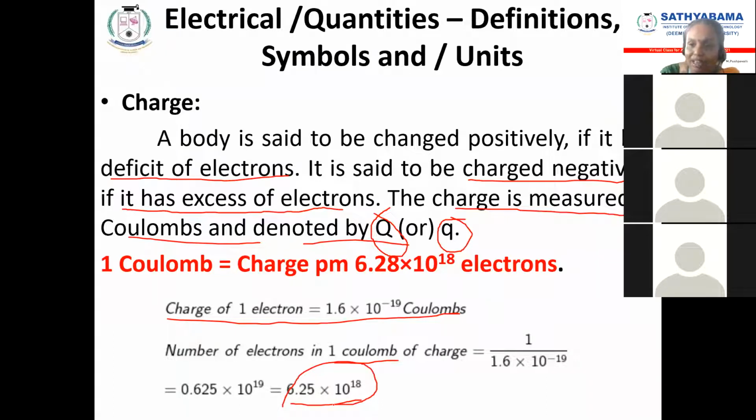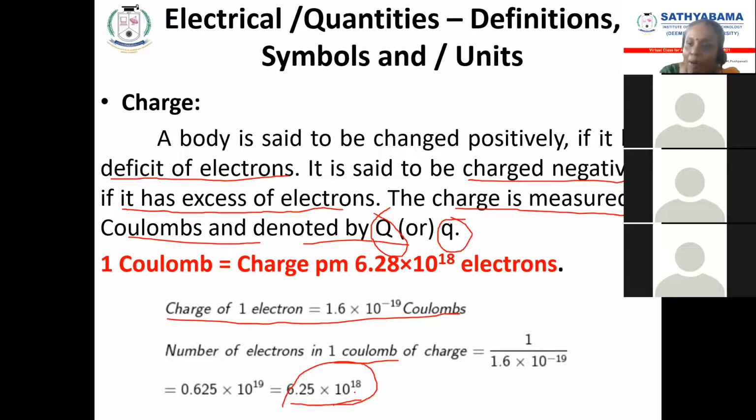Actually you have seen that we have positive charge and negative charge. The law of electrostatics is that like charges repel each other, and unlike charges attract each other. One electron means a negative charge. So if a particular material has a negative charge, it has an excess of electrons. The charge of one electron is 1.6 into 10 power minus 19 coulomb.